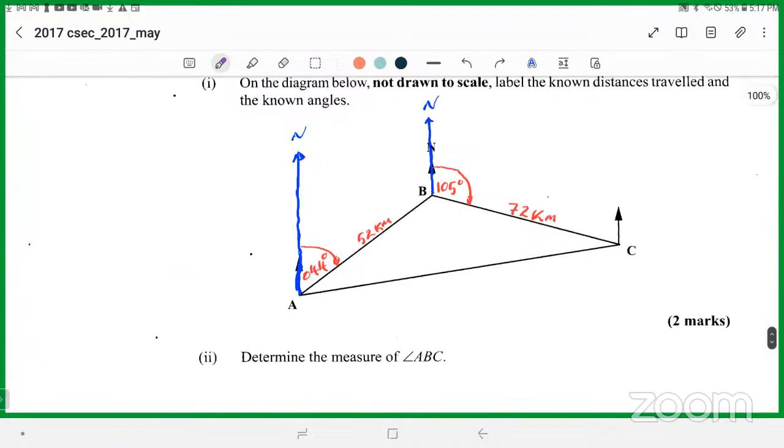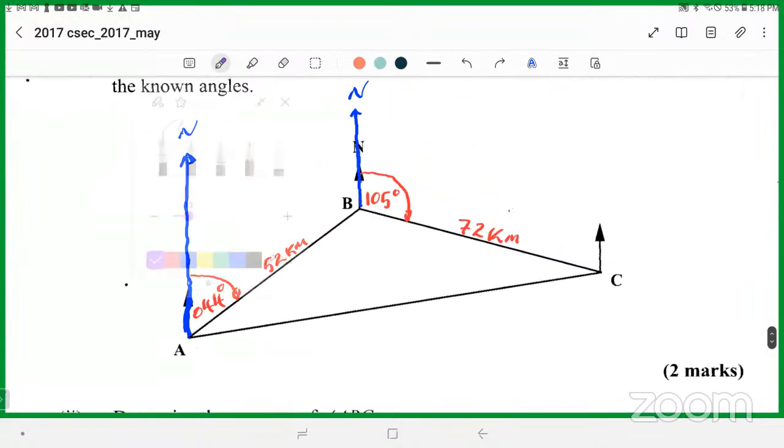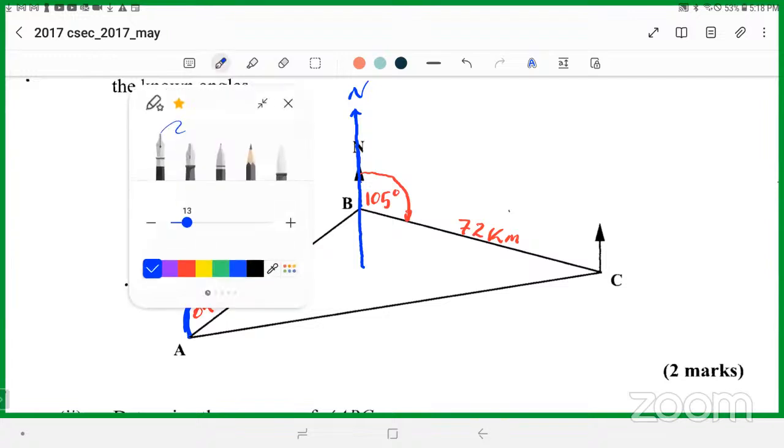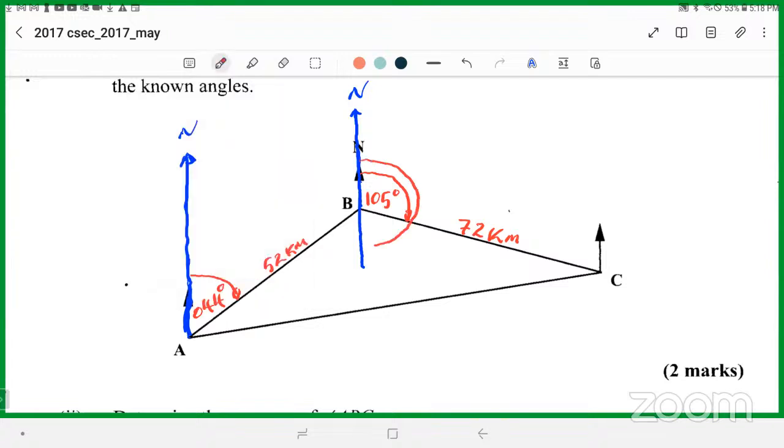One way to do it is to actually break the angle with this vertical line, this north line, like that. And then what you see is that on the right side over here, total angle on a straight line is 180 degrees. So since this is 105, it means that inside here is 75 degrees because they must add up to 180. So the 75 is really 180 degrees minus 105. That is how we get the 75 degrees.